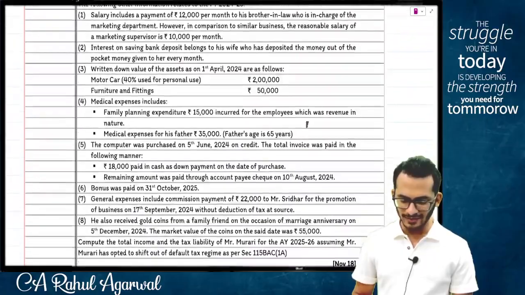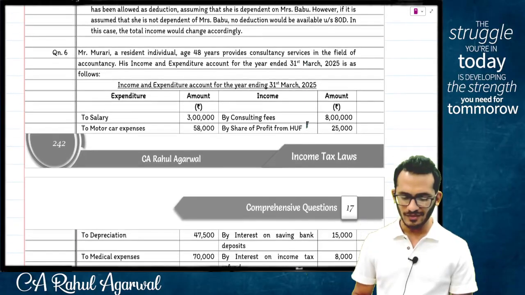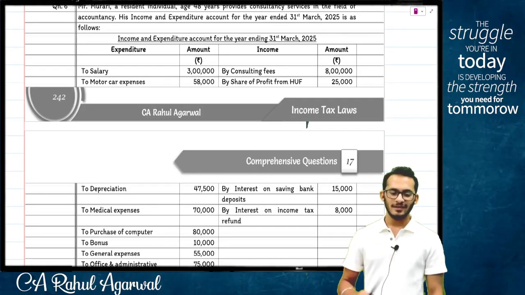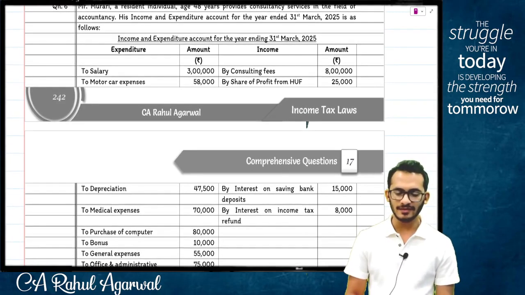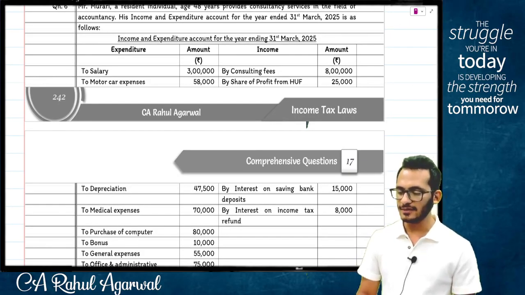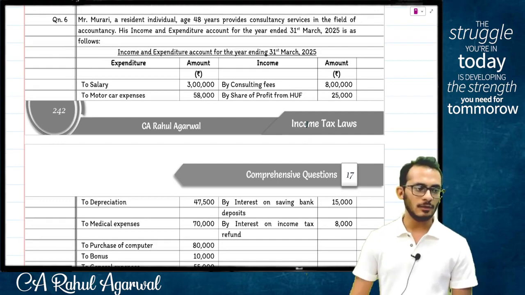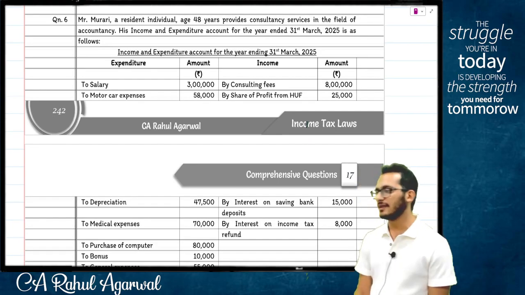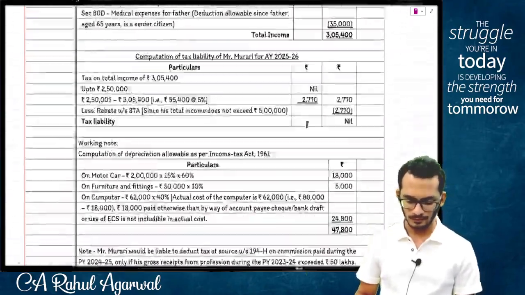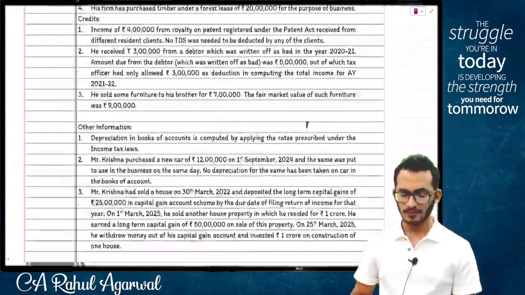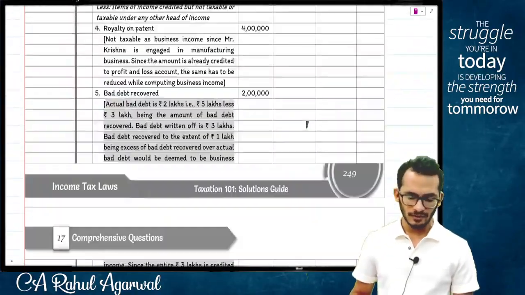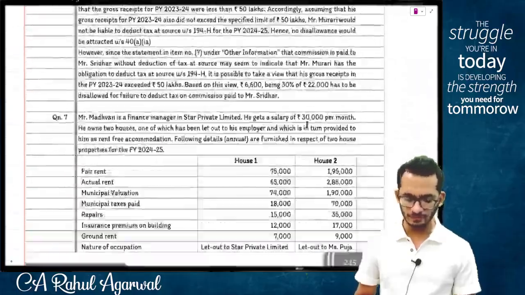Okay, we are going to start doing questions now. These are all questions that have been asked in exams. Question number 6. It says Mr. Murari is a resident individual aged 48 years and provides consultancy services in the field of accountancy. Income and expenditure details are given to you. How many questions do we have? 6. Okay, then we are not doing this question; I think you have done it.